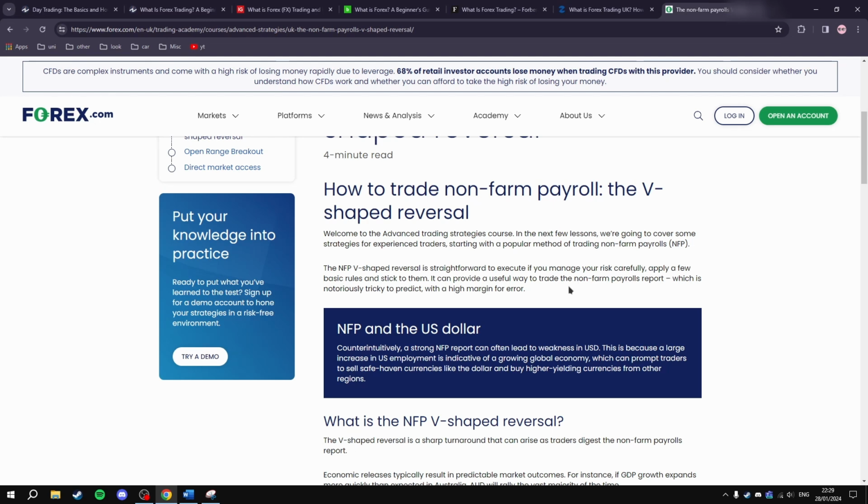It can provide a useful way to trade the non-farm payrolls report, which is notoriously tricky to predict with a high margin for error. Non-farm payroll and the US dollar. Counterintuitively, a strong NFP report can often lead to a weakness in USD. This is because a large increase in US employment is indicative of a growing global economy, which can prompt traders to sell safe haven currencies like the dollar and buy high yielding currencies from other regions.